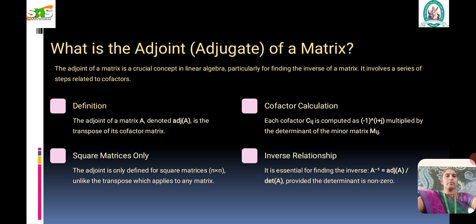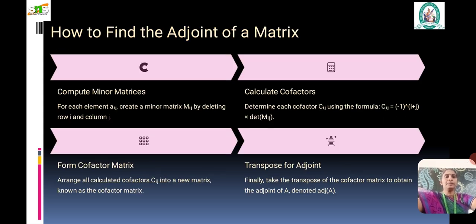Finally, after finding the adjoint, cofactor and minor, we can apply the relationship for the inverse, that is A inverse equals adjoint of A by determinant of A. But we have to check that the determinant of A is not equal to 0. If the determinant of A is equal to 0, the inverse does not exist. This is the rule we have to follow with the adjoint of a matrix.